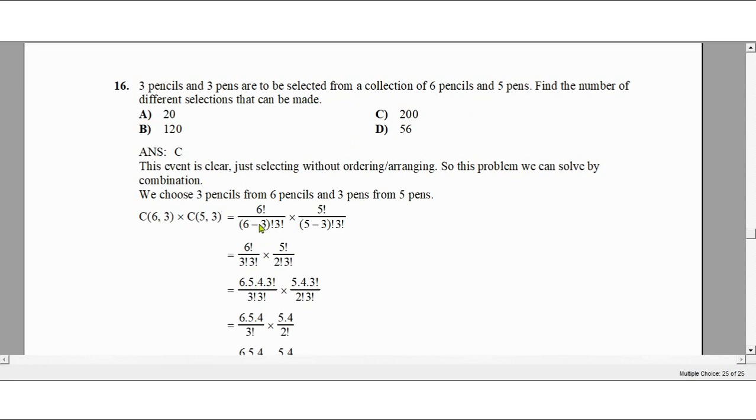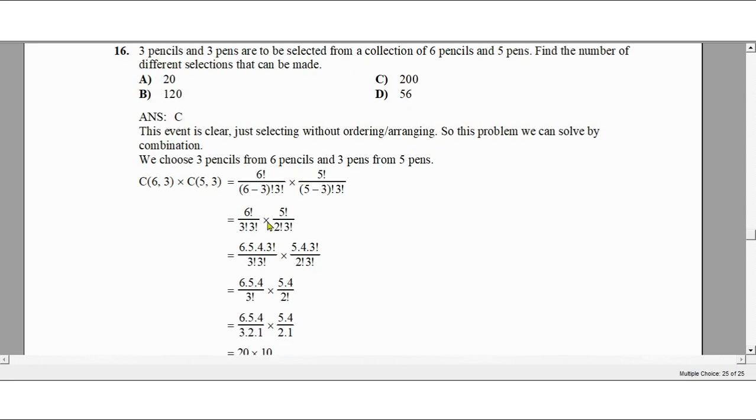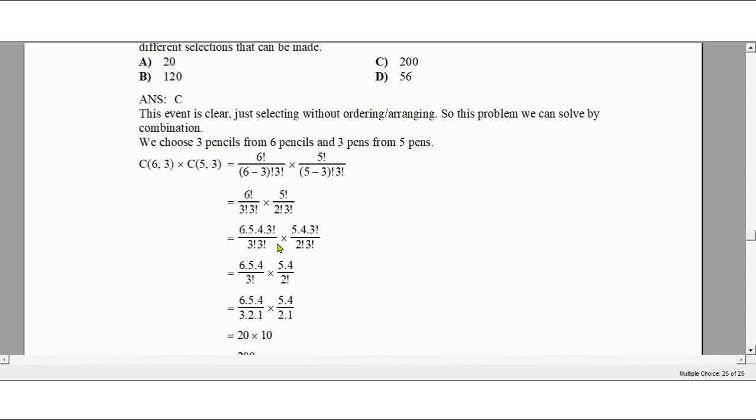So we calculate by using the formula of combination for each one. It's important to calculate one by one like this to prevent mistakes. So it's 6 over 6 minus 3 and then 3 factorial. Remember, this is the combination formula. This one is the same here.